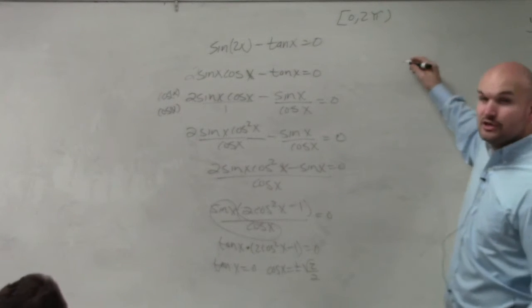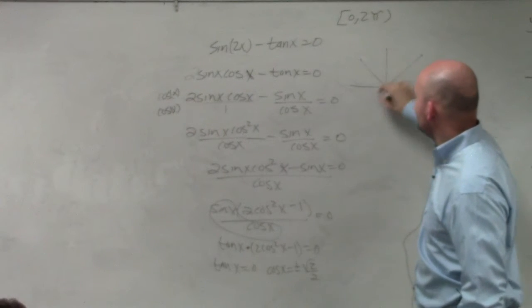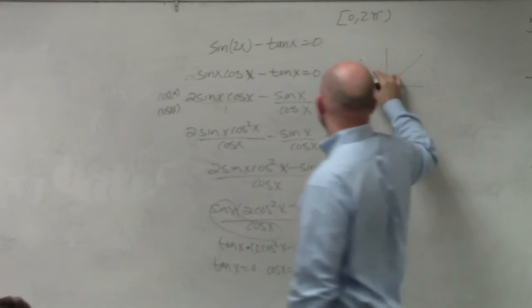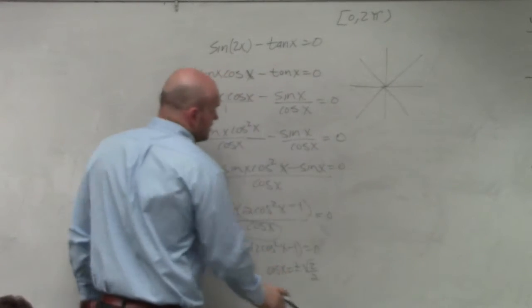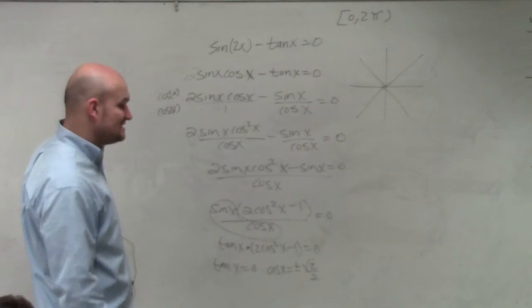So if you look at your unit circle, as far as when is it equal to plus or minus pi over 4, well, that's going to be pi over 4, 3 pi over 4, 5 pi over 4, and 7 pi over 4.